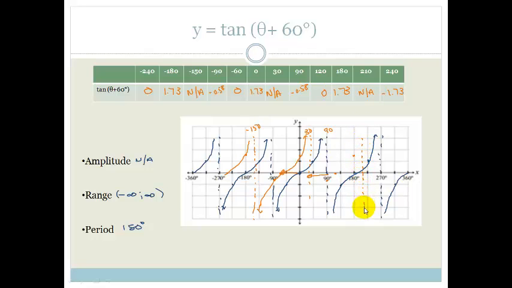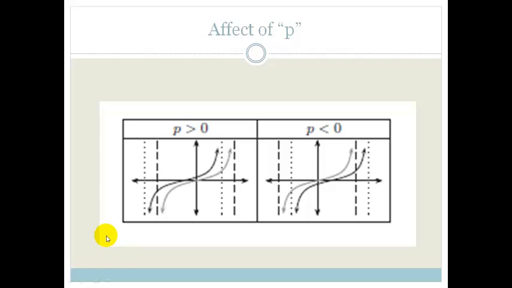at our asymptote. So again, our graph is doing that. So do you see again that this asymptote has been shifted over to the left? The asymptote has been shifted over to the left. So a positive value shifts the graph over to the left by whatever that value is. And again, it has no effect on the amplitude, it has no effect on the range, and it has no effect on the period.